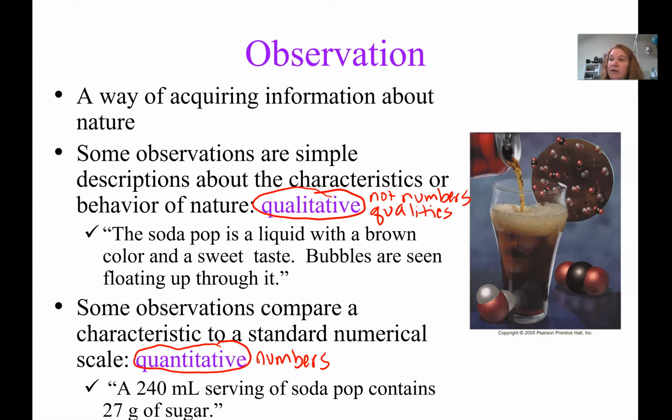Now in chemistry, most of our observations are quantitative, and we use qualitative ones to help us. In other fields, psychology, the majority of the observations would be qualitative, especially if we're looking at human behavior. So these are both valid, they're both used, it just depends on what we're looking at and what we want to learn.